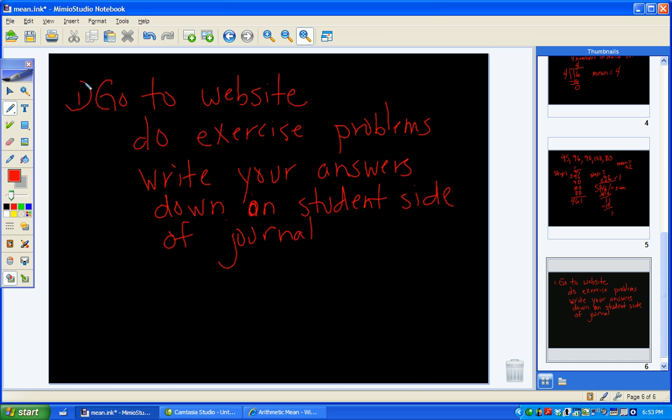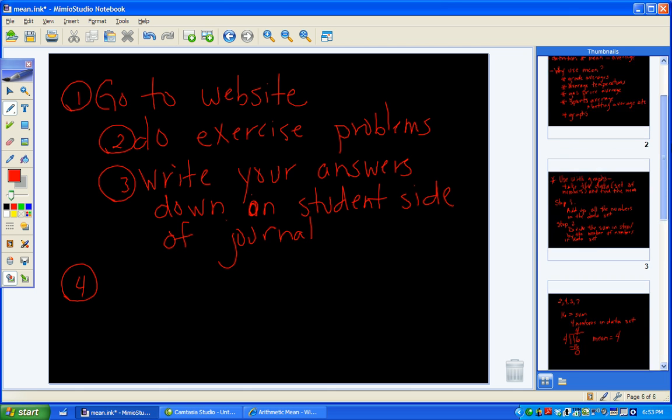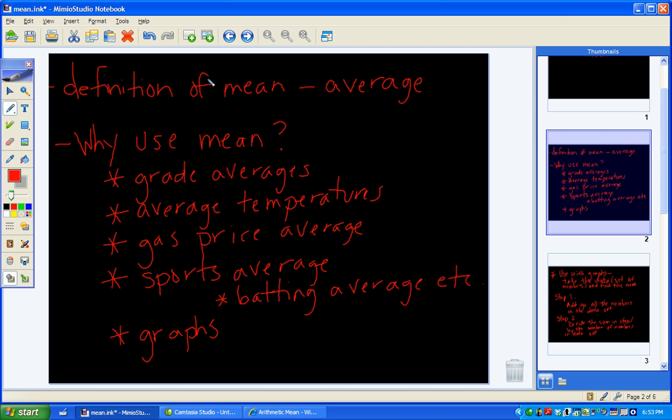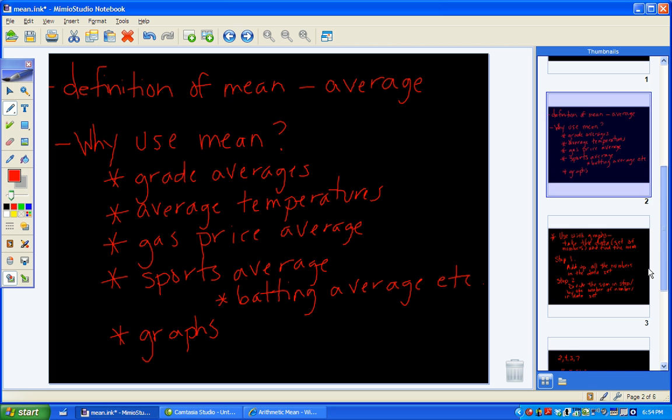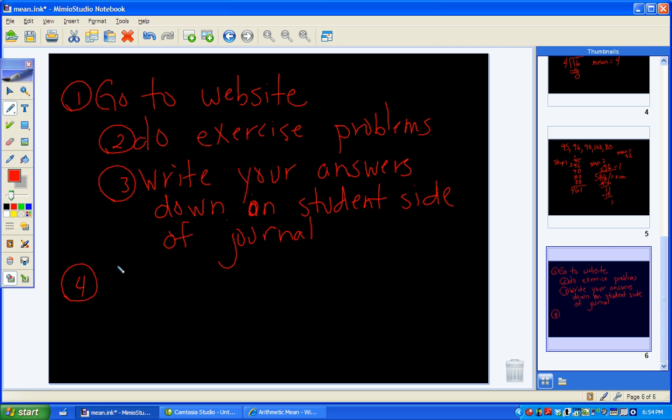So the first thing is go to the website. Second thing, do the exercise problems. And third, you're going to write down your answers on the student side in your journal. The fourth thing I want you to do is try to think of 2 more uses of mean in the real world. So look at what we talked about and then come up with 2 more of your own, and list those on your journal page as well.